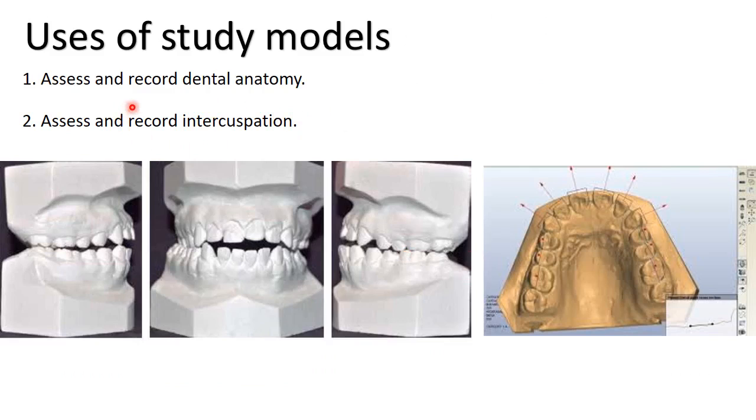Usually, study models are used to assess and record the dental anatomy. If there is a tooth that is abnormal or abnormally shaped or formed, the study models help a lot. They can also assist and record the intercuspation of teeth. You can see on the right side, there is no intercuspation in the teeth. Anteriorly, there is an open bite, and even on the left side, intercuspation is somewhat better than the right side. So this is something we can see.